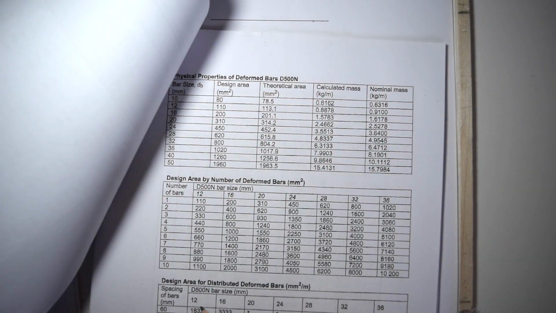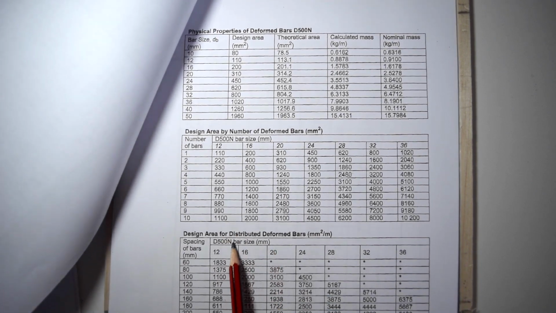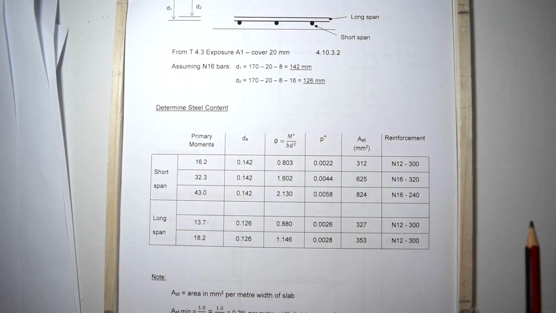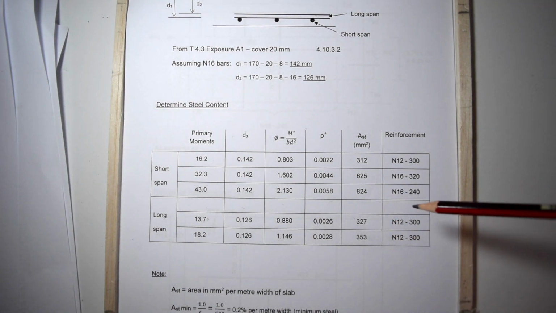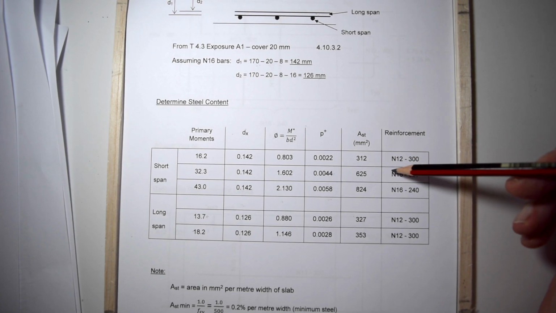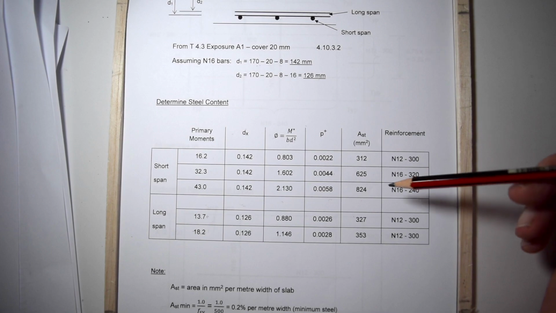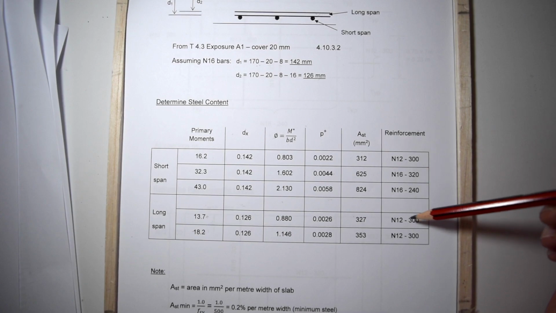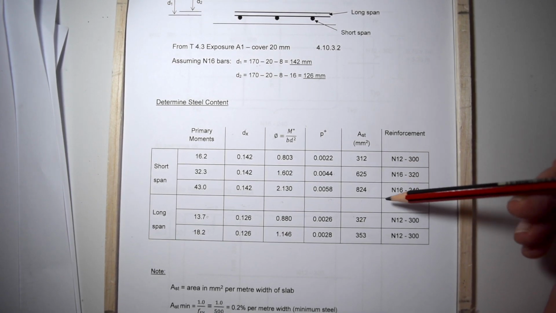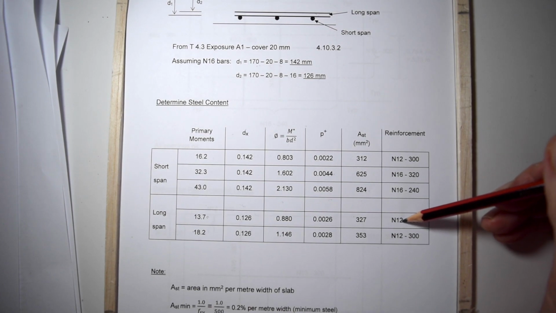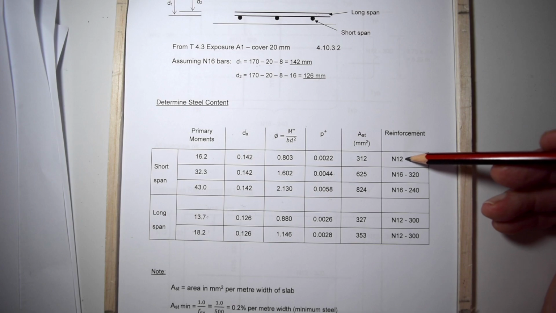You select your bars, the design area, the spacing of bars, and bar diameters, and you can find out what spacings you can put them at. So that's what you do there, and that's what I've done here. From that I've used N12s at 300, N16s at 320, N16s at 240 for that steel area, N12s at 300. So even though we said we were going to use N16s everywhere, we've actually just jumped and used N12s. You're not going to affect the design at all.